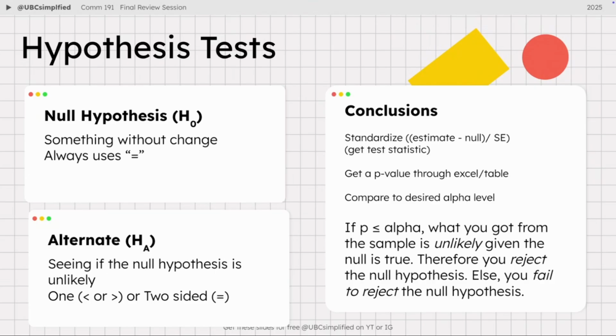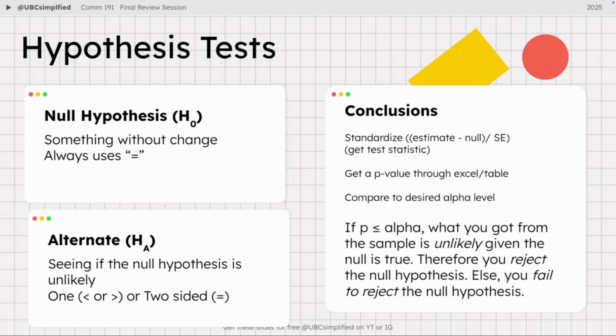So a null hypothesis will always be equal to something. So the mean is equal to something, or one mean is equal to the other mean. But our alternate hypothesis could either be does not equal, so two-sided, or less than or greater than, one-sided. And this will depend on the tails. So for a t-test, that'll be whether you're including 1 or 2 tails, or for a z-test, whether you're multiplying the value you get by 2, or leaving it the same.